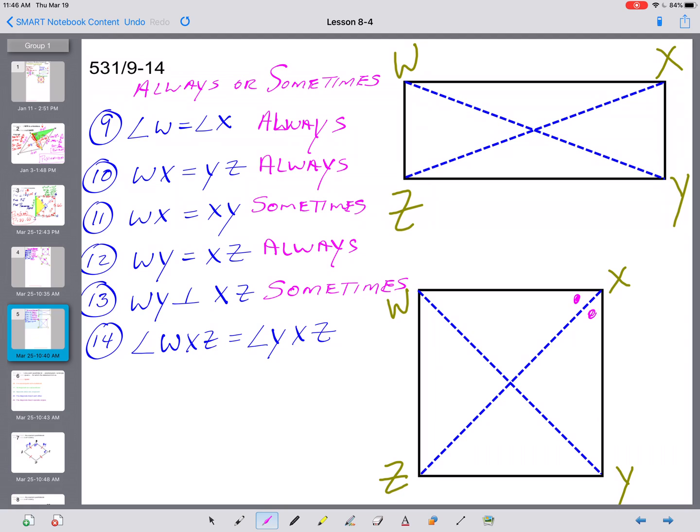YXZ, that's this one. How about on the top one, WXZ, that's this one. YXZ, that's this one. Now take a look. Do those angles have to be the same? No, they don't. In the top one, they're not going to be the same. In the bottom one, yeah, we just looked at that one. We're in a square. Yeah, it's going to bisect that angle. But yeah, they don't have to in a rectangle. That diagonal does not have to bisect the opposite angle. So only sometimes on that one.